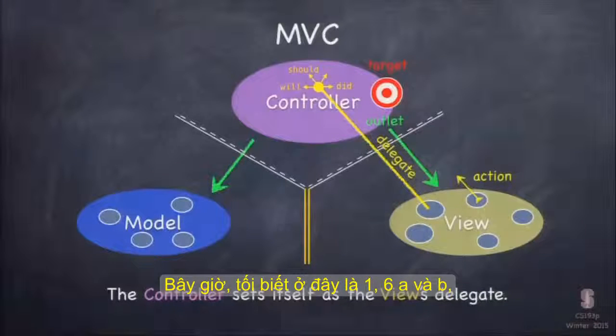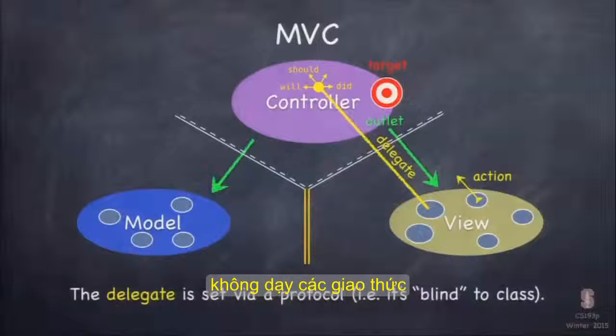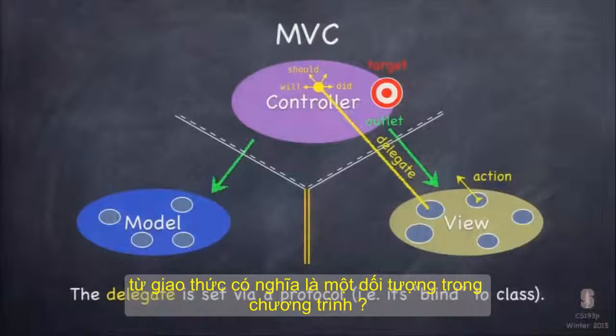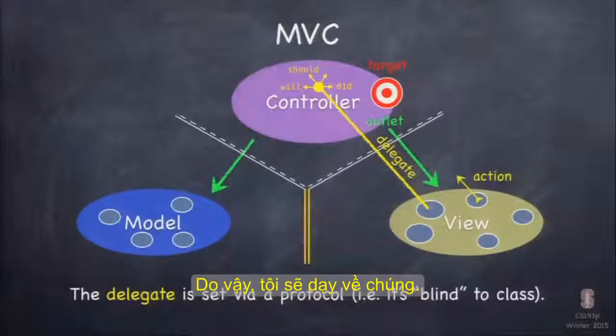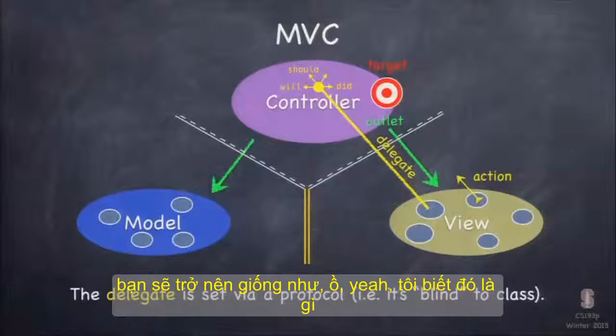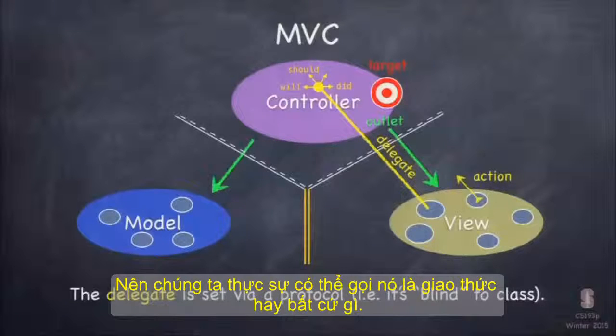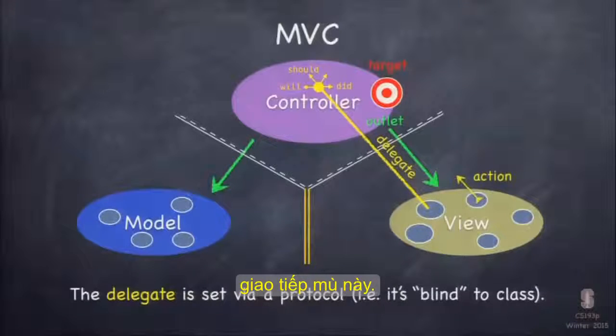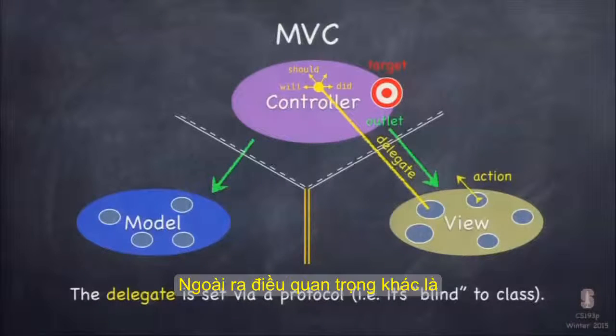Now, I know that CS106A and B do not teach protocols. How many people know what the word protocol means in object-oriented programming? Okay, see, very few of you. So I will be teaching that. A protocol is just a blind way to talk to another object. When I teach you, you're going to be like, oh yeah, I know what that is. So we didn't really call it protocol or whatever. But that's how we do delegation, this blind communication.